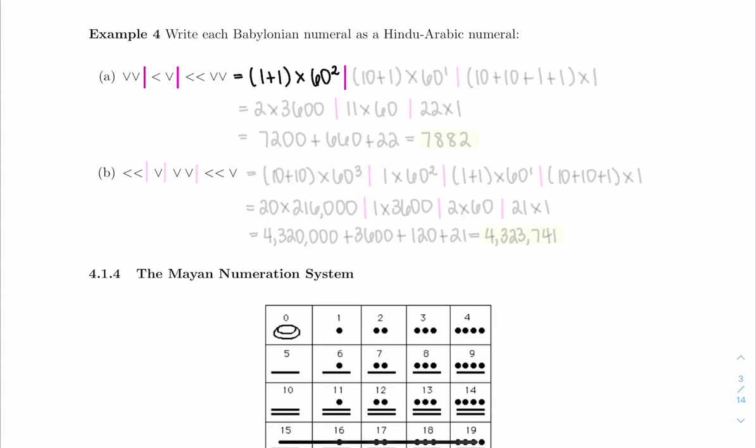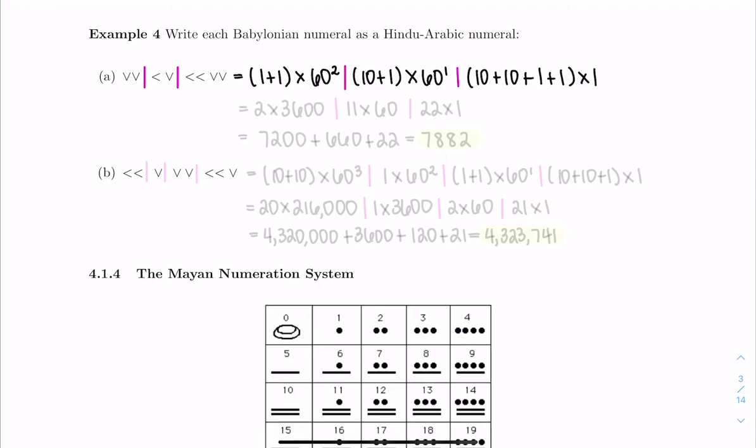Then we move on to the next set. We have the less than symbol and the V. Well, the less than symbol is a 10, and the V again is 1. So 10 plus 1, and that's going to be the positional value of 60 to the 1st. And our last set, we have 2 less than values and 2 V's. So our less than value is a 10 plus another 10 plus the 2 V's, which is plus 1, and that's in the first positional value.